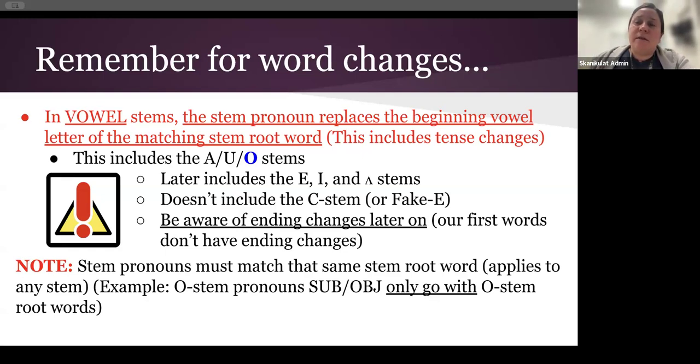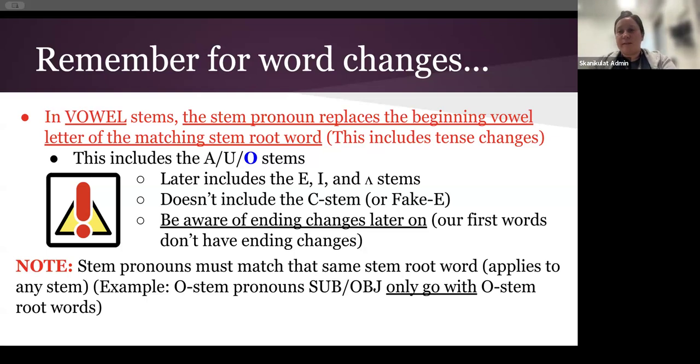This includes tense changes, okay? This includes the U and the O stems. Those are all vowel stems. It will later include the true E stem, the I, and the caret stem. It doesn't include the C stem or the fake E. C stem is a consonant stem, that's why. Fake E works like a consonant stem. It's not a consonant stem, but it operates like it. But be aware of ending changes later on.